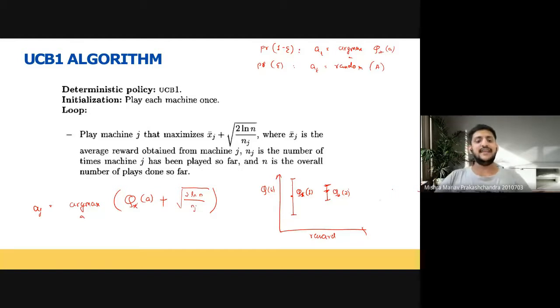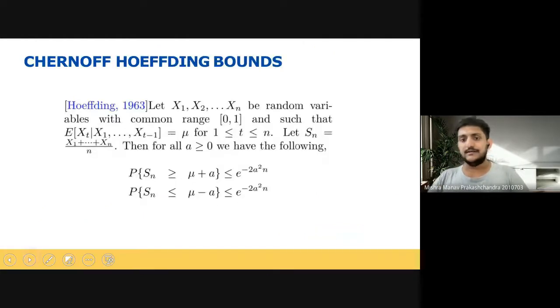If I take a look at the long run, this 1 by nj term will dominate this ln n term, because the ln n term saturates over time, and the nj term pulls the entire confidence down. It says that with a sufficient number of arm pulls, I have explored the environment enough, and now I can say with decent confidence which of them is the optimal arm, and I can go ahead with that. So this is the overview of the UCB1 algorithm.